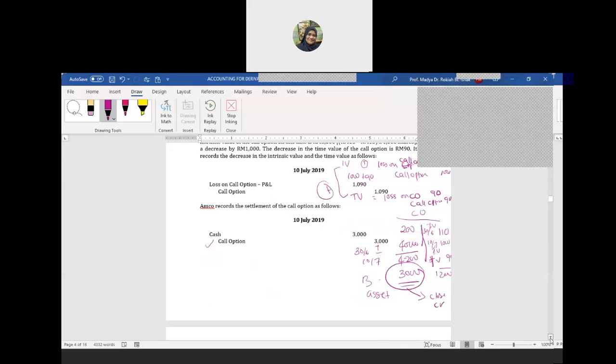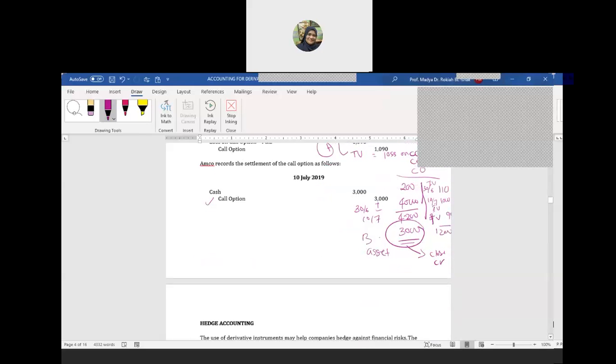Okay. So up to this one, any questions that you have for the option? This one is for the purpose of speculation. A little bit different from what we have done for the exercise last time. Last time the exercise was a put option. This one is a call option for a derivative. We don't have the hedged items here. Any questions that you have here?